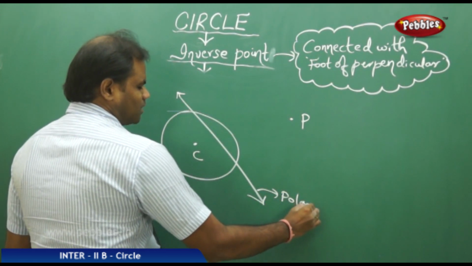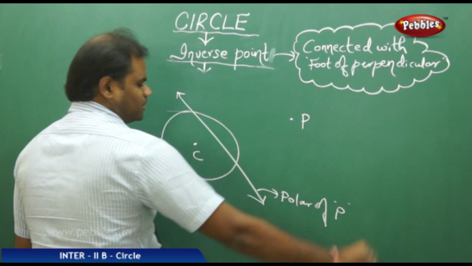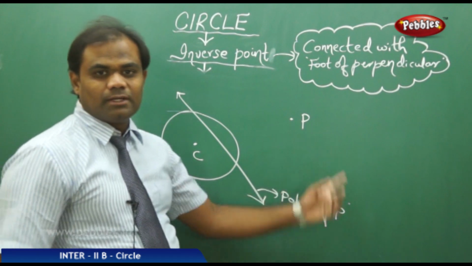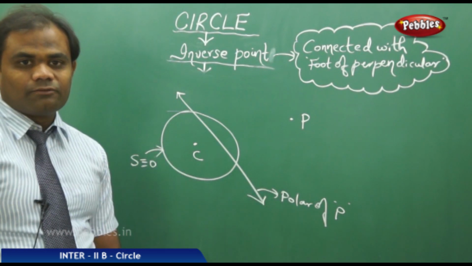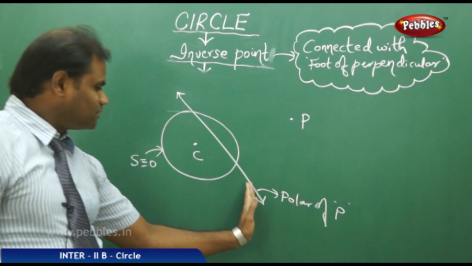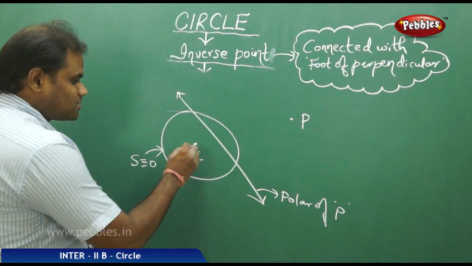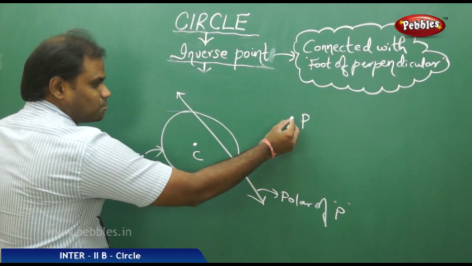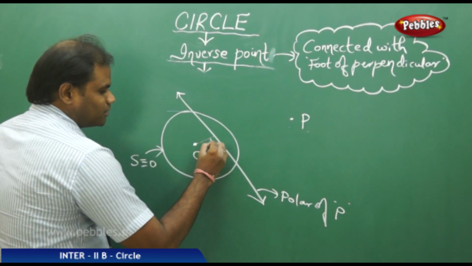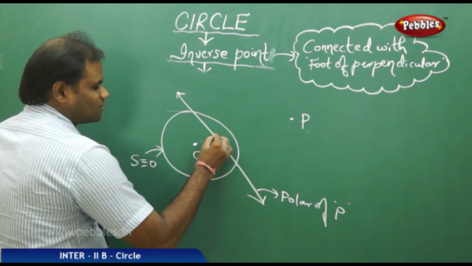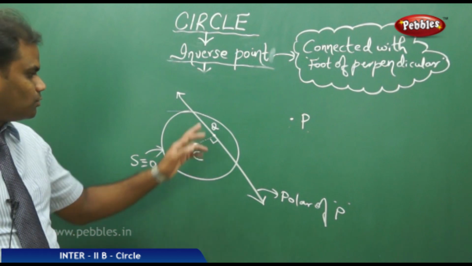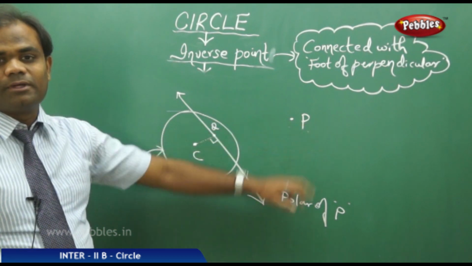So this is the polar of P. Now here, the inverse point of P is the point which is the foot of perpendicular from the center to the polar of P. That is, if this is the polar of P and this is the center of the circle, then the inverse point of P is the foot of perpendicular, which is Q. So Q is the inverse point of P.